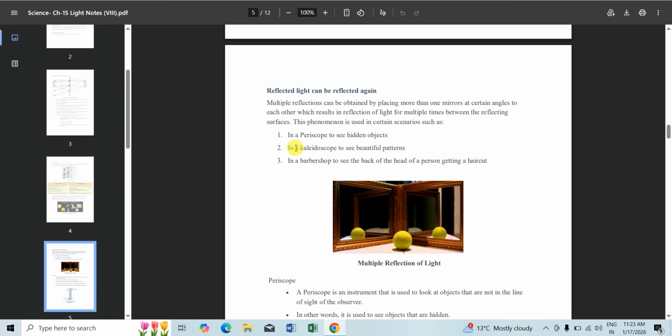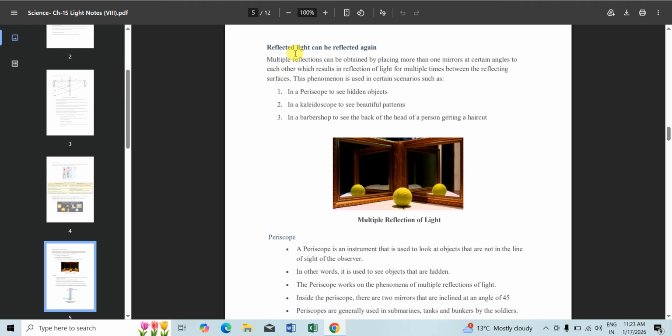Now the question raised is, can a reflected ray be reflected again? Multiple reflections can be obtained by placing more than one mirror at certain angles to each other, which results in reflection of light multiple times between the reflecting surfaces. This phenomenon is used in certain scenarios, such as in a periscope to see hidden objects, in a kaleidoscope to see beautiful patterns, in a barber shop to see the back of the head of a person getting a haircut.